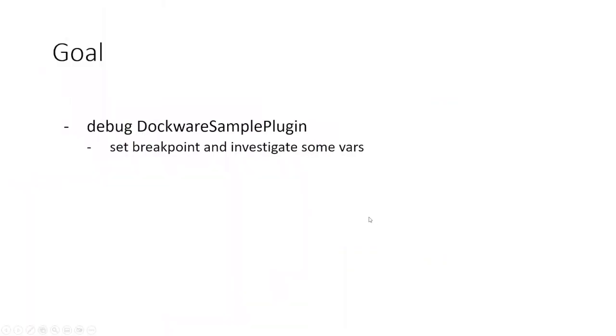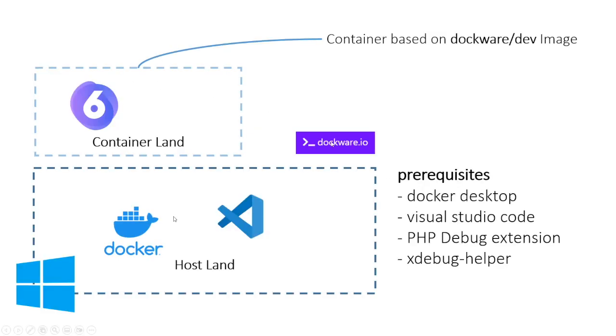So the goal is then to debug the Dockware sample plugin, which comes with the Dockware dev image. We will set a breakpoint and investigate some variables, to know how to set this up. So same picture now, but some prerequisites are changed. We additionally now need to install the PHP debug extension, and also inside the Chrome, which I use, we need to set up Xdebug helper to connect this.